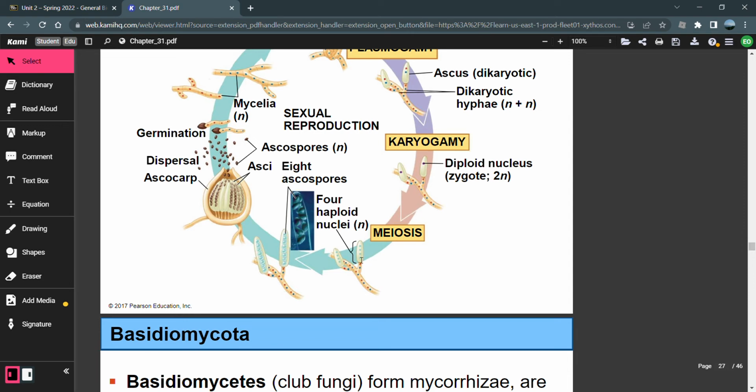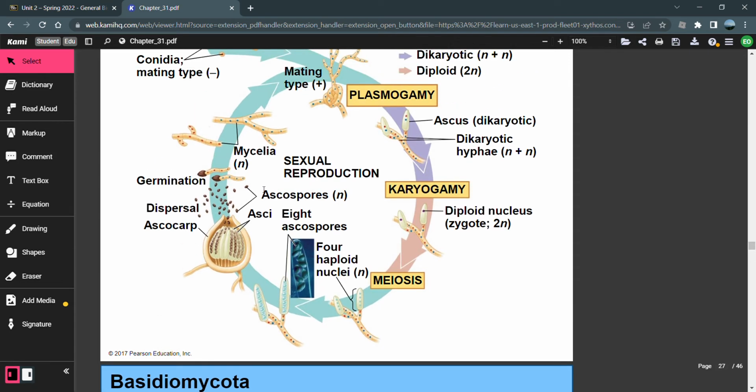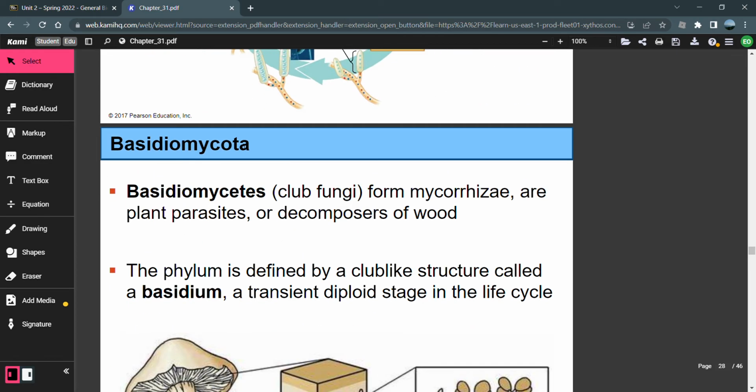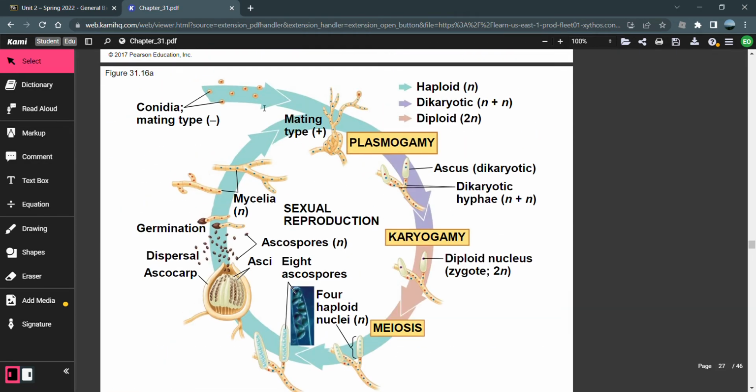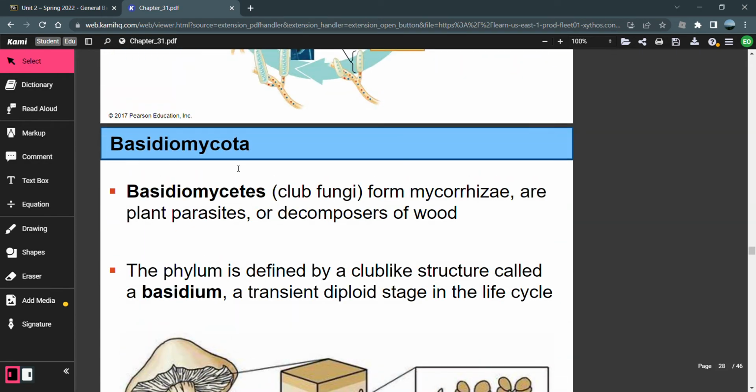It will undergo one round of meiosis, creating 4 haploid nuclei, and a few rounds of mitosis, creating 8 ascospores. And these ascospores will be spit out by the ascocarp, be dispersed through the environment, germinate, and grow into mycelia, and so on and so on.